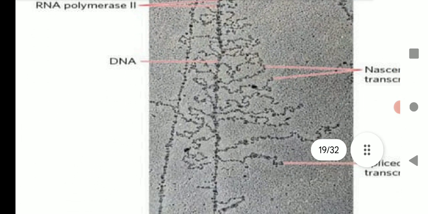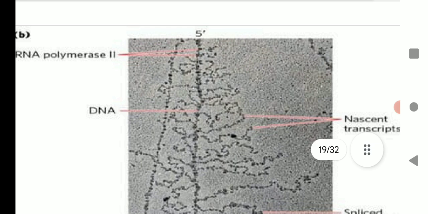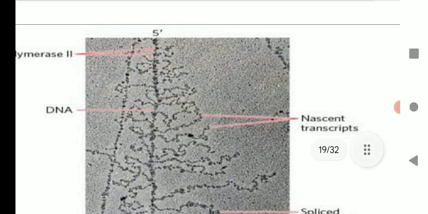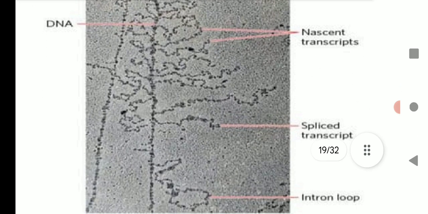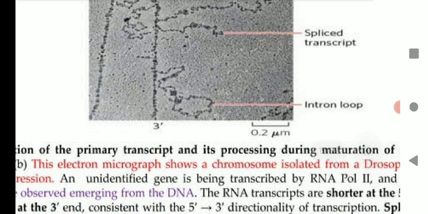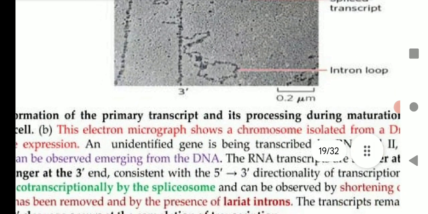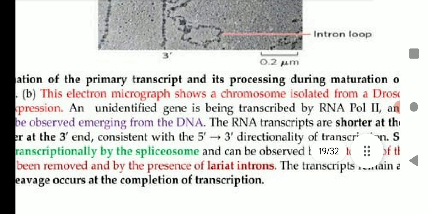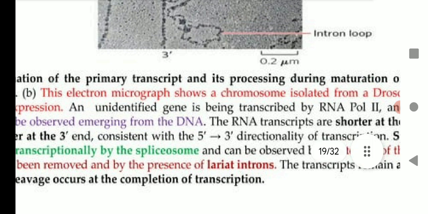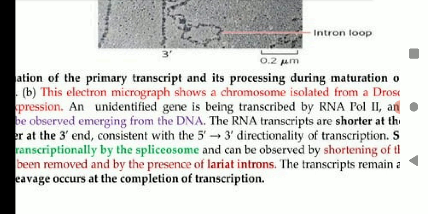This micrograph shows the RNA polymerase II engaged in the development of the primary transcript, or what we call the nascent transcripts, then spliced transcripts and loops of the introns, the lariat formation. All these electron micrographs show in detail how actively the spliceosomes are engaged in the splicing mechanism to form the lariat introns for the completion of the transcription.